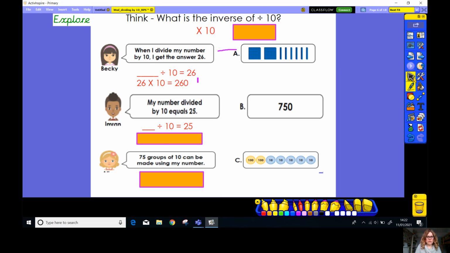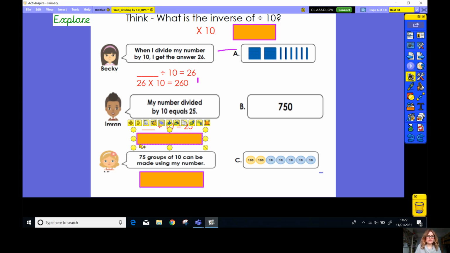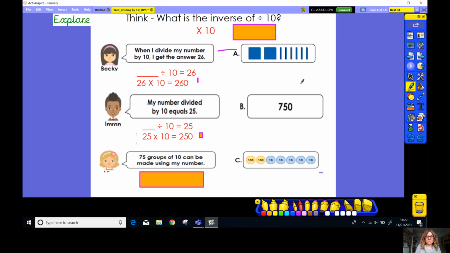So let's have a look. We're going to take this number and we're going to do the opposite, the inverse, to work it out. So 25 multiplied by 10 equals 250. Let's see, can we see 250 there? Well, it's obviously not that one, so it must be this one. And that is his number, 250.